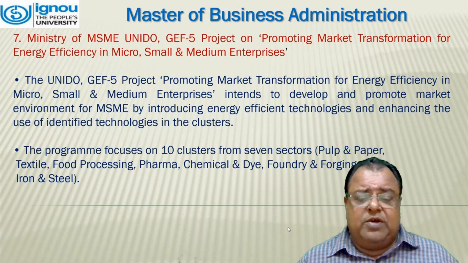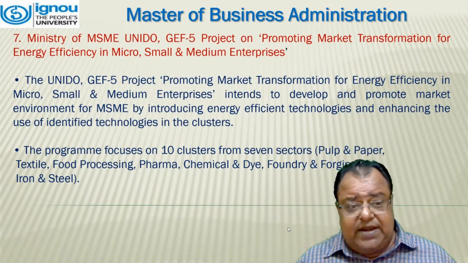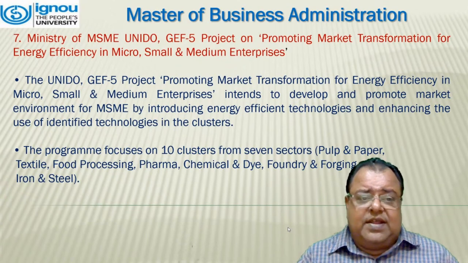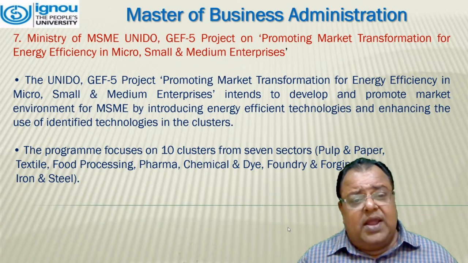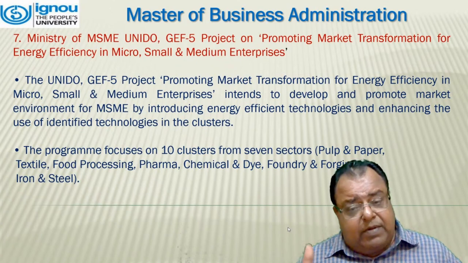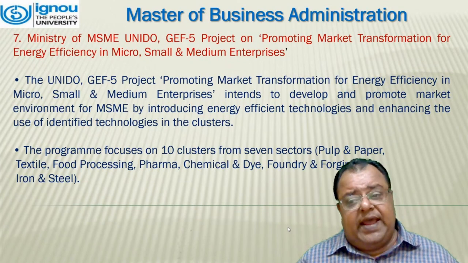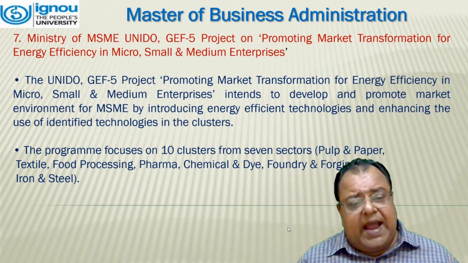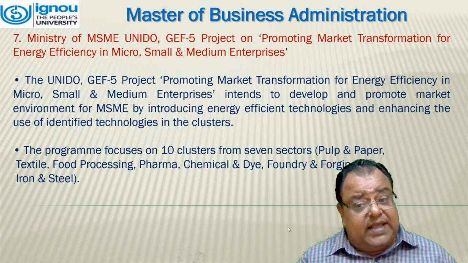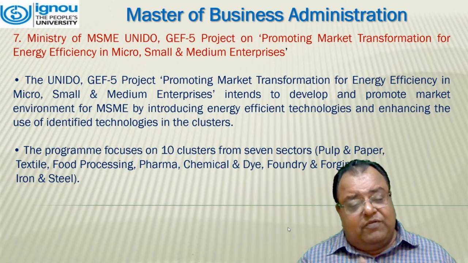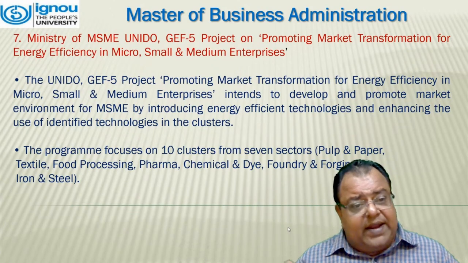Ministry of MSME, UNIDO GEF projects on promoting market transformation for energy efficiency in micro, small and medium enterprises. The UNIDO GEF project intends to develop and promote a market environment for MSME by introducing energy efficient technologies and enhancing the use of identified technologies in the cluster. The program focuses on 10 clusters from 7 sectors. They are pulp and paper, textile, food processing, pharma, chemical and dye industry, foundry and forging, and iron and steel.